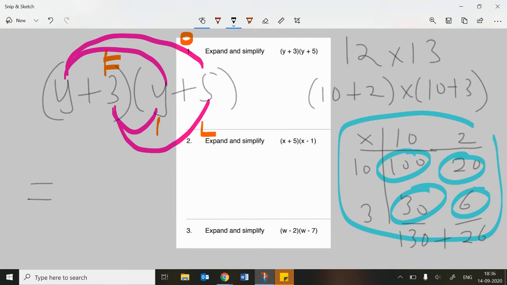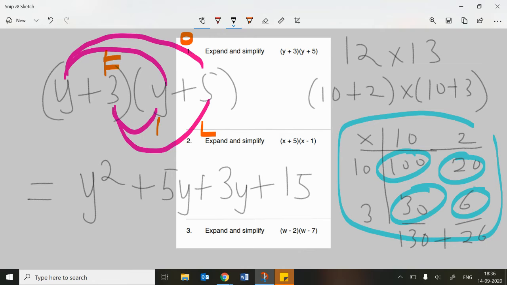So the first times the first is y times y, which is y squared. The outers, the O, is y times by 5, so that's going to give us 5y. The inners, that's this one here, is the 3 times by y, so that's plus 3y. And the last is 3 times by 5 there. So 3 times by 5 is 15.